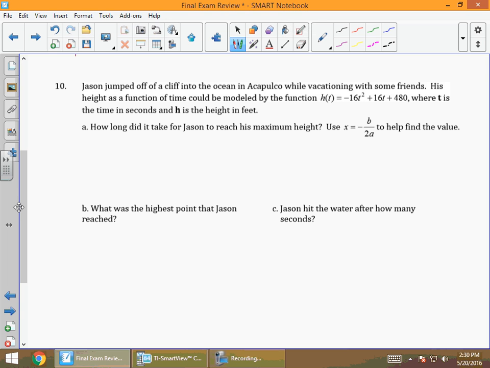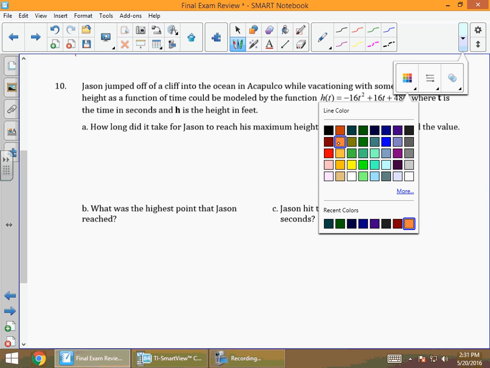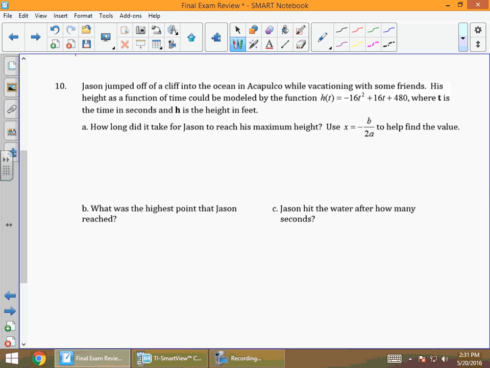Final problem is problem number 10. It says Jason jumped off a cliff into the ocean in Acapulco while vacationing with some friends. His height as a function of time could be modeled by the function h of t, where t is time in seconds and h is height in feet. The question wants to know how long it took Jason to reach his maximum height, and it even tells us what to use. So I just need to know what is A, what is B, what is C. Those things never change. A is equal to negative 16. B is equal to positive 16. C is equal to 480.